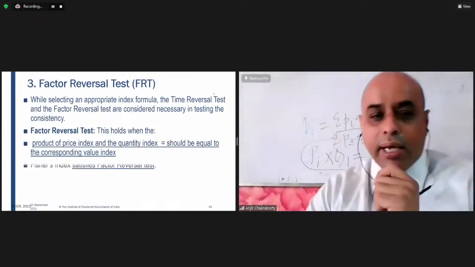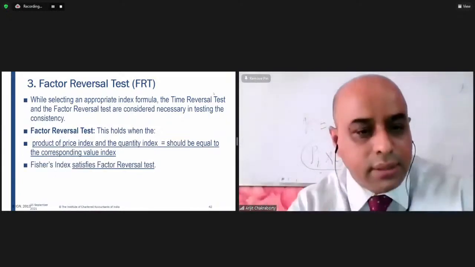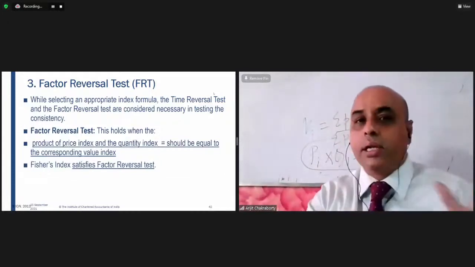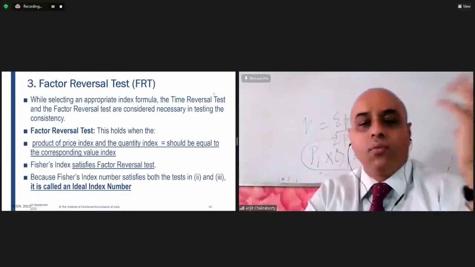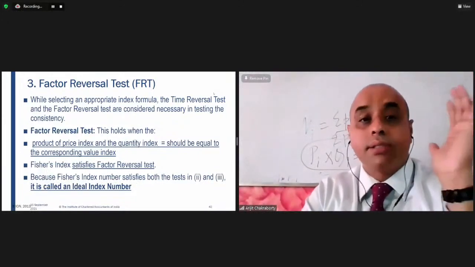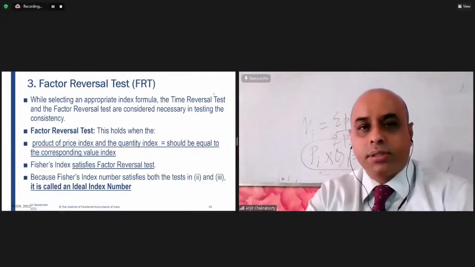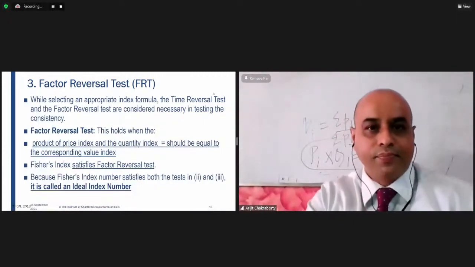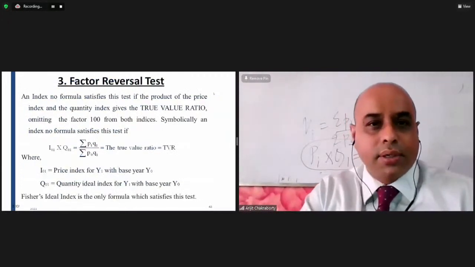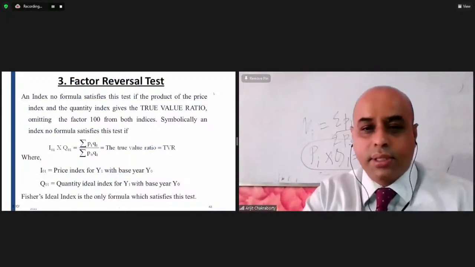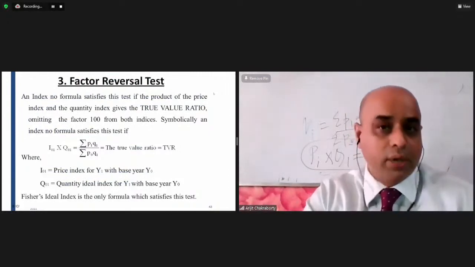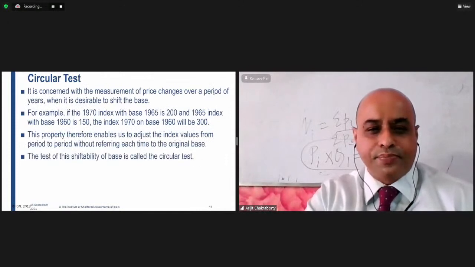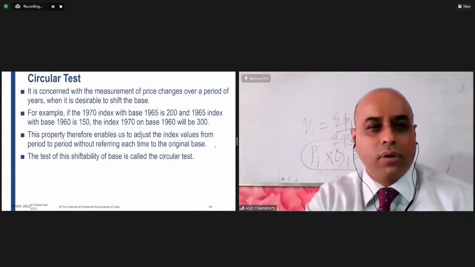value index. Here also, dear friends, please note only the Fisher's index will satisfy the factor reversal test, the others will not. And this is the reason why Fisher's index is known as the ideal index number, simply because it is symmetric and it follows time reversal as well as factor reversal test. You can try it out with Fisher's index, and you can see that it will definitely give you the true value ratio.